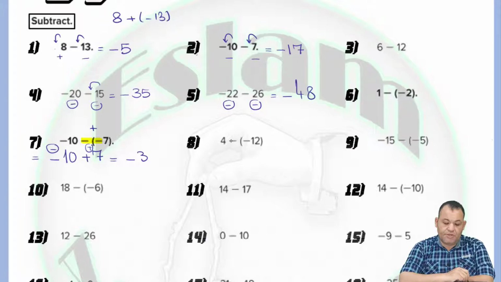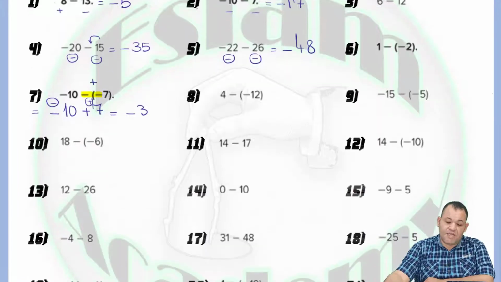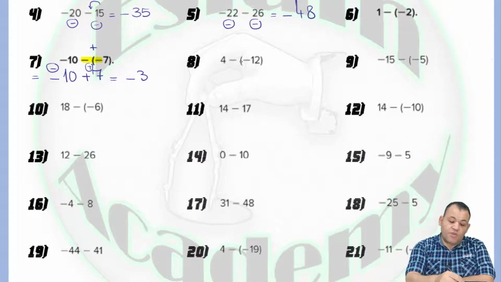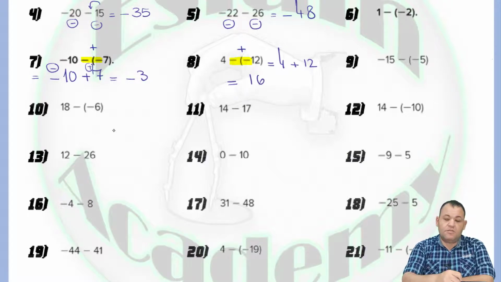Again for question number 8. If you look at question number 8, you will find 4 minus negative 12. We said once you find a minus followed by negative, just replace them with plus. So it will be equal to 4, and instead of minus negative, I will just replace it with plus. So it will be plus 12. Then the answer now, 4 plus 12 equals 16.